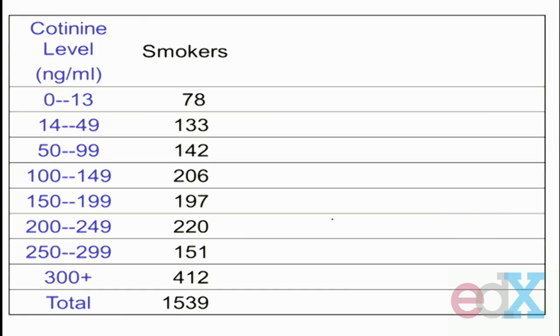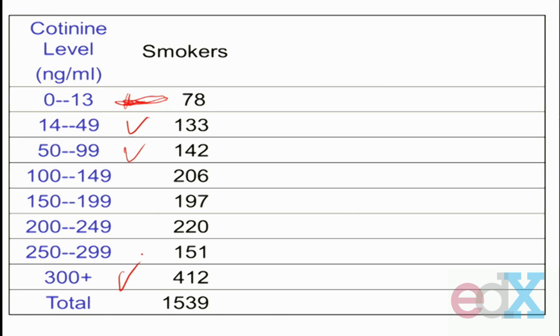Now, here are some numbers. They measured the cotinine level in this study on 1,539 smokers, individuals that they classified as smokers. And 78 of them had very, very low cotinine level, something between 0 and less than 14 nanograms per milliliter. 133 of them had 14 to 49. 142 of them had 50 to 99, etc. So this is the distribution of cotinine level in smokers. 412 of them had more than 300.